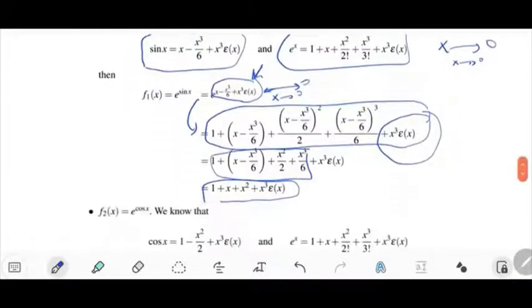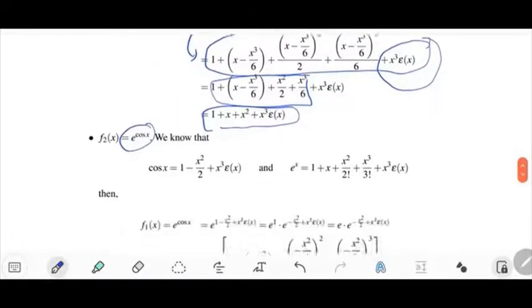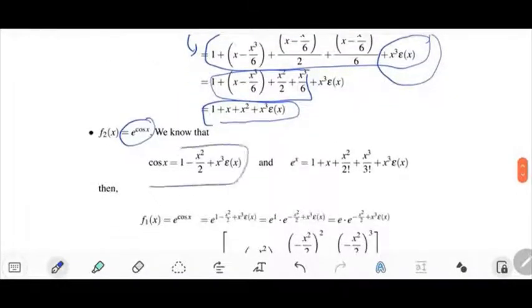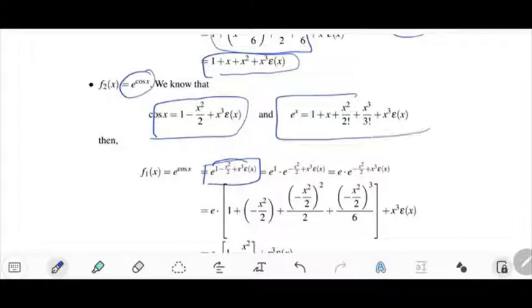Now what happens if it's not the case? What happens, for example, if we have e^cosine? Because cosine can be written as 1 minus x^2 over 2 plus x^3 epsilon x. So now, if you replace cosine by its expansion, as in here, you cannot replace the x in this expression by this package, because this package doesn't go to 0 when x tends to 0, it goes to 1. So what you need to do is to make some transformation to change this case.